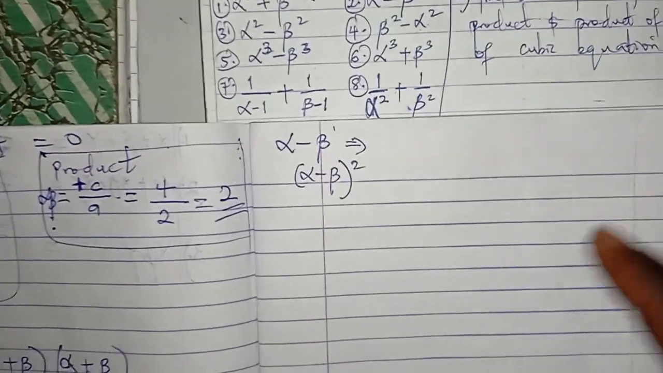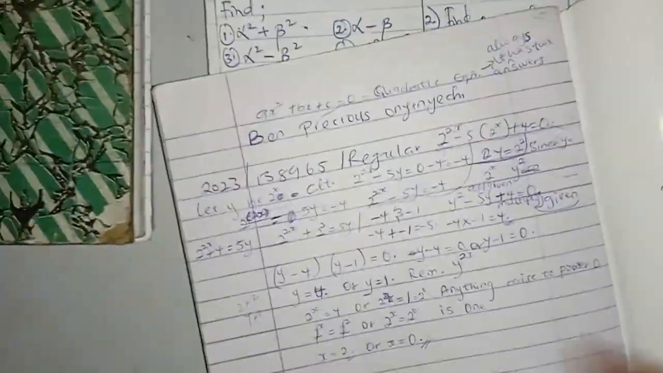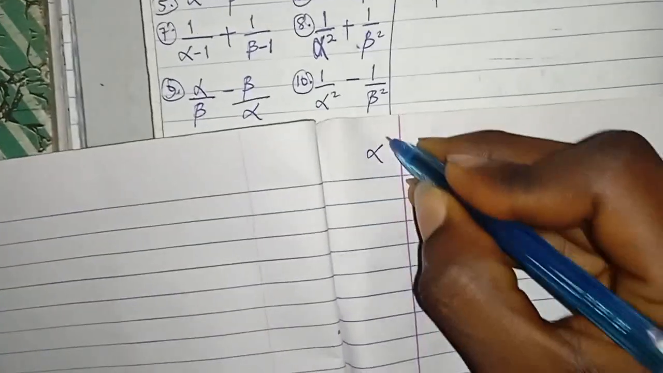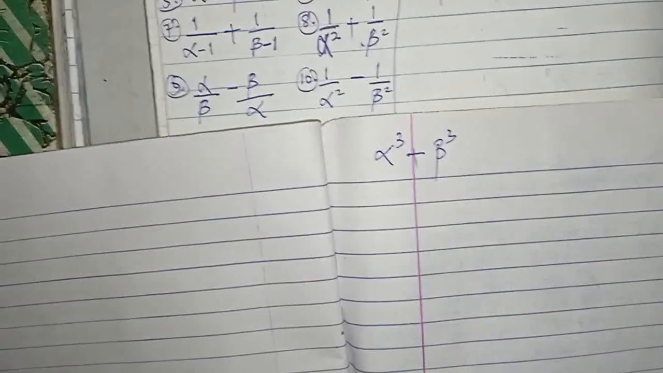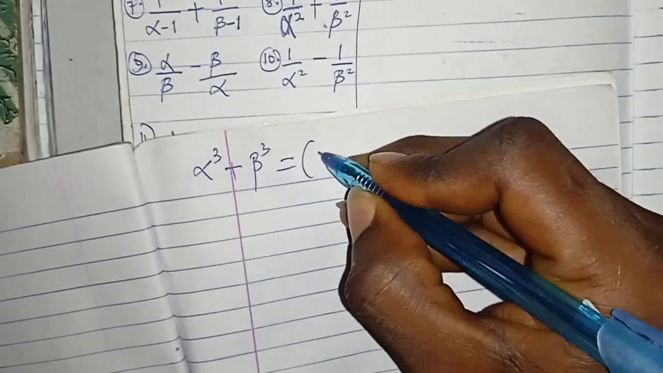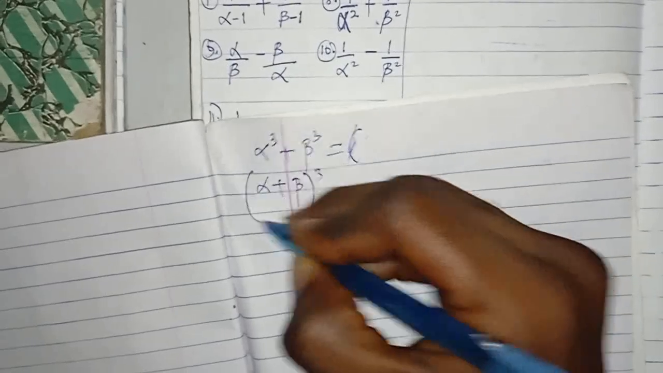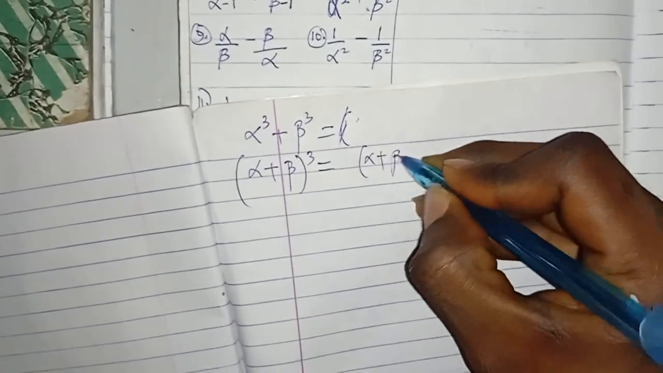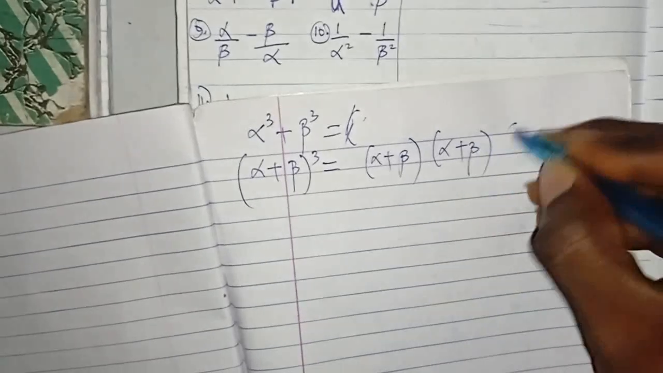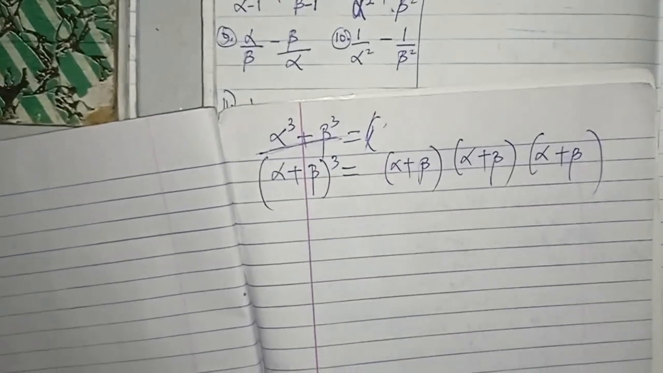In fact, see the principle, the trick there is, if I'm given, for example, alpha cube plus beta cube, I'll have to do this in a way that I will say inside alpha plus beta all cubed, which is equals to alpha plus beta, alpha plus beta, alpha plus beta. I should be able to get something like this, which I will make the subject of the formula.